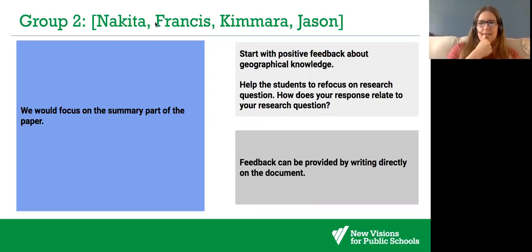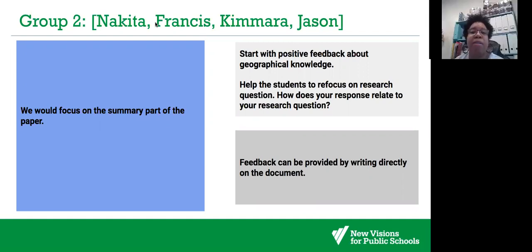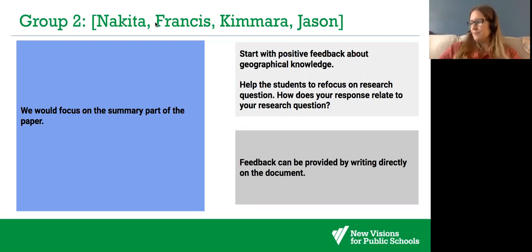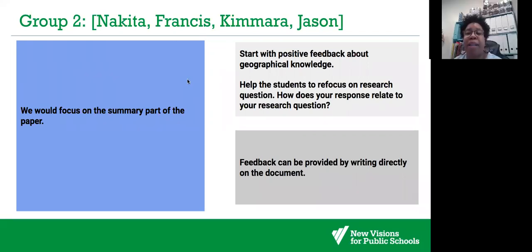So we started off with positive feedback. One of my group members noticed that where the student was talking about the map, they were able to identify portions on the map that weren't labeled. And so we gave the student positive feedback for knowing where these areas were. And then we wanted to use more critical feedback to help the student refocus on that research question. Later, we asked, how does your response relate to that research question? And we would use that as a way to launch into how to develop that student's research question a bit further, and then maybe answer again.